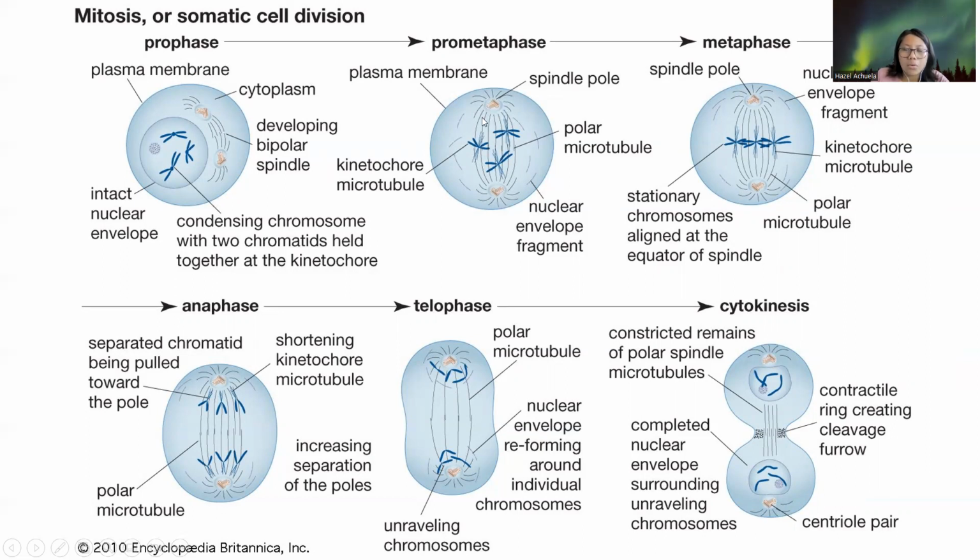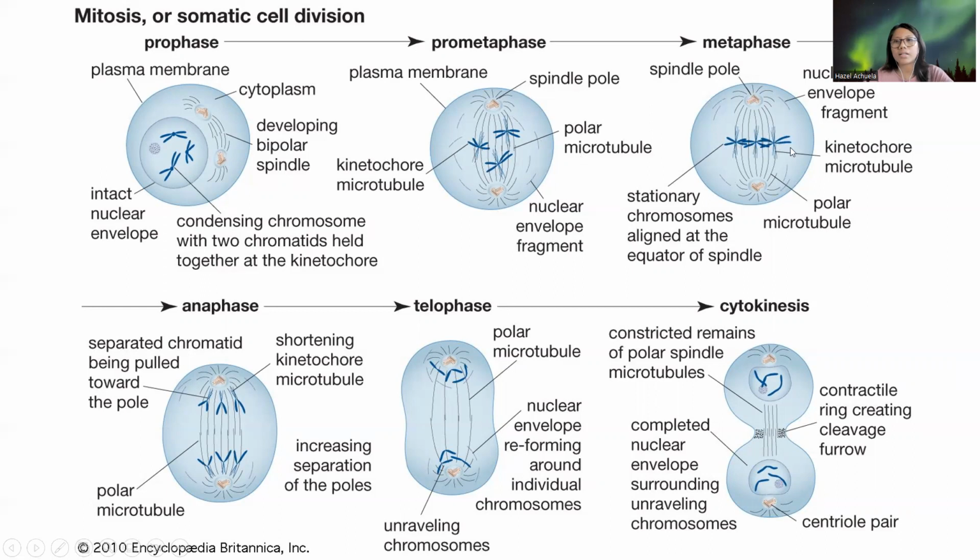Centrosomes, or what we call the spindle poles, are located on opposite poles. This is where the spindle or the microtubules emerge from. And then, unti-unting na-attach yung centromere doon sa microtubule, because this is where the kinetochores are attached to. Right? And then at metaphase, finally, nakapag-align na yung ating chromosome.